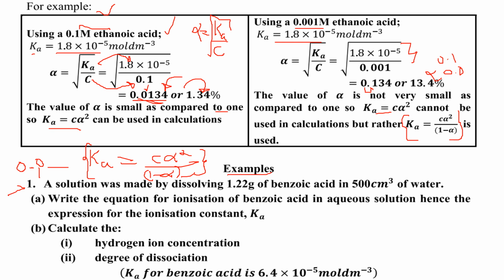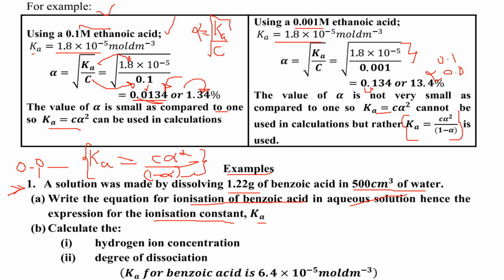Now let's look at the examples that involve such calculations. Looking at number 1, a solution was made by dissolving 1.22 grams of benzoic acid in 500 centimeters cubed of water. Part A, write the equation for the ionization of benzoic acid in the aqueous solution, hence the expression for finding the ionization constant Ka for that acid.